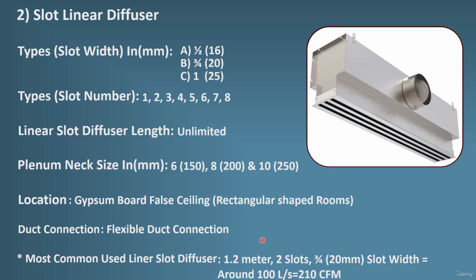In the coming lectures, we will see that most of the air terminal catalogs are using the British units, so we need to convert the 1.2 meter to feet. 2 slots, the number of slots. Each slot width is equal to 20 millimeter. So this linear slot diffuser is the most commonly used diffuser, and this diffuser provides around 100 liter per second, which is equal to 210 CFM. We will learn how to select this diffuser in the coming lectures.